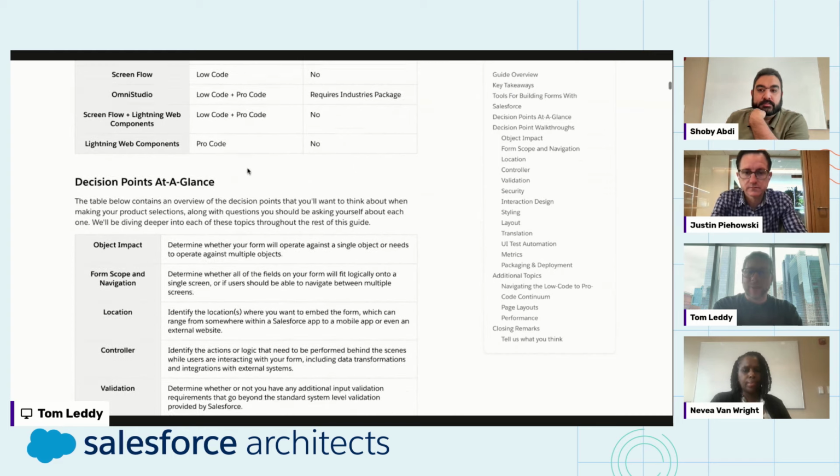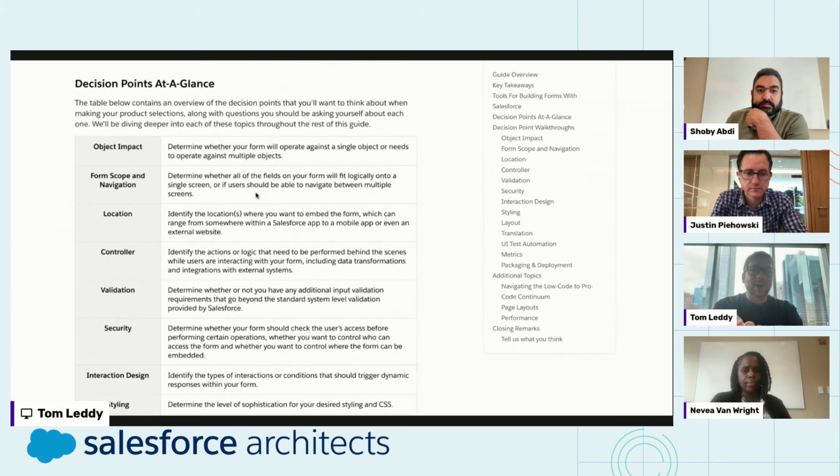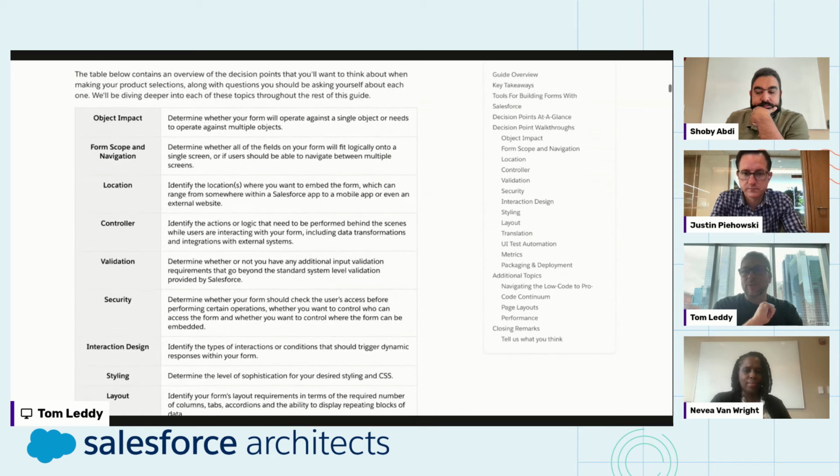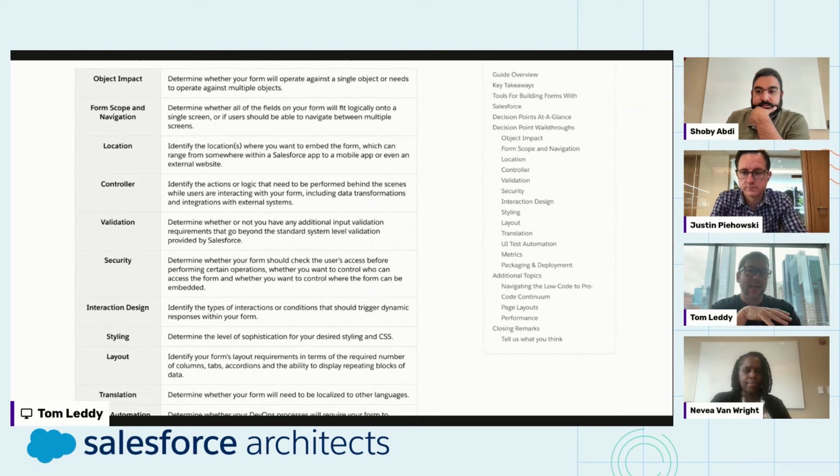And then as we go through, what are our specific decision points? So as I'm thinking about, in this case, I want to build a form. What are the things I need to actually be thinking about with my form, right? So one is your object impact. Is it operating against a single object or multiple objects? How are your fields going to fit logically? Are they going to fit into a single screen? Do you need your users to navigate a wizard across multiple screens?